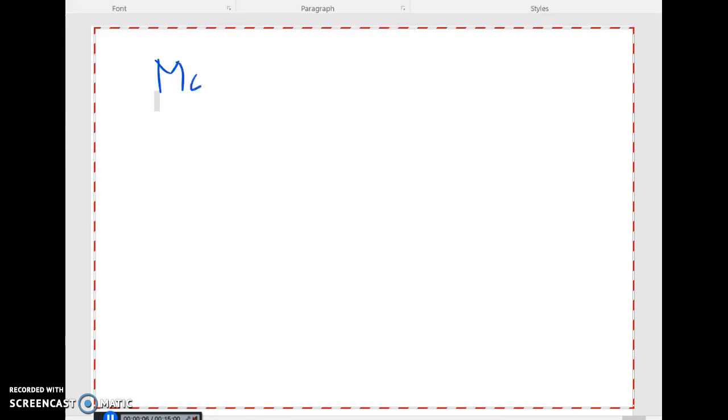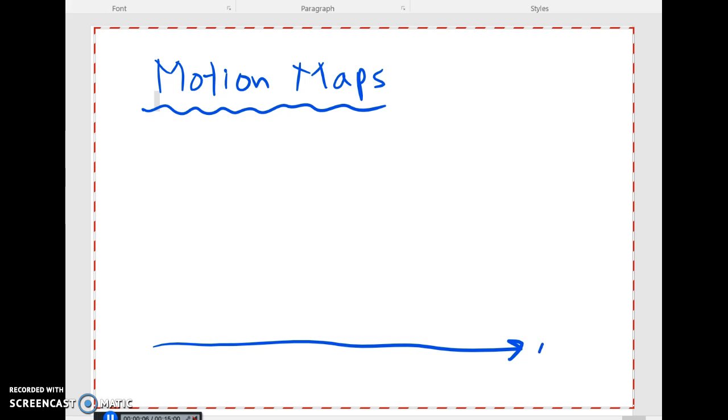We are going to learn to do motion maps. And motion maps are another way to communicate about how things move. So the first step you make when doing a motion map is to draw an axis. So you just have an axis that tells you which way is positive, going toward the plus arrow. And then everything after that will be representing the motion of the object.